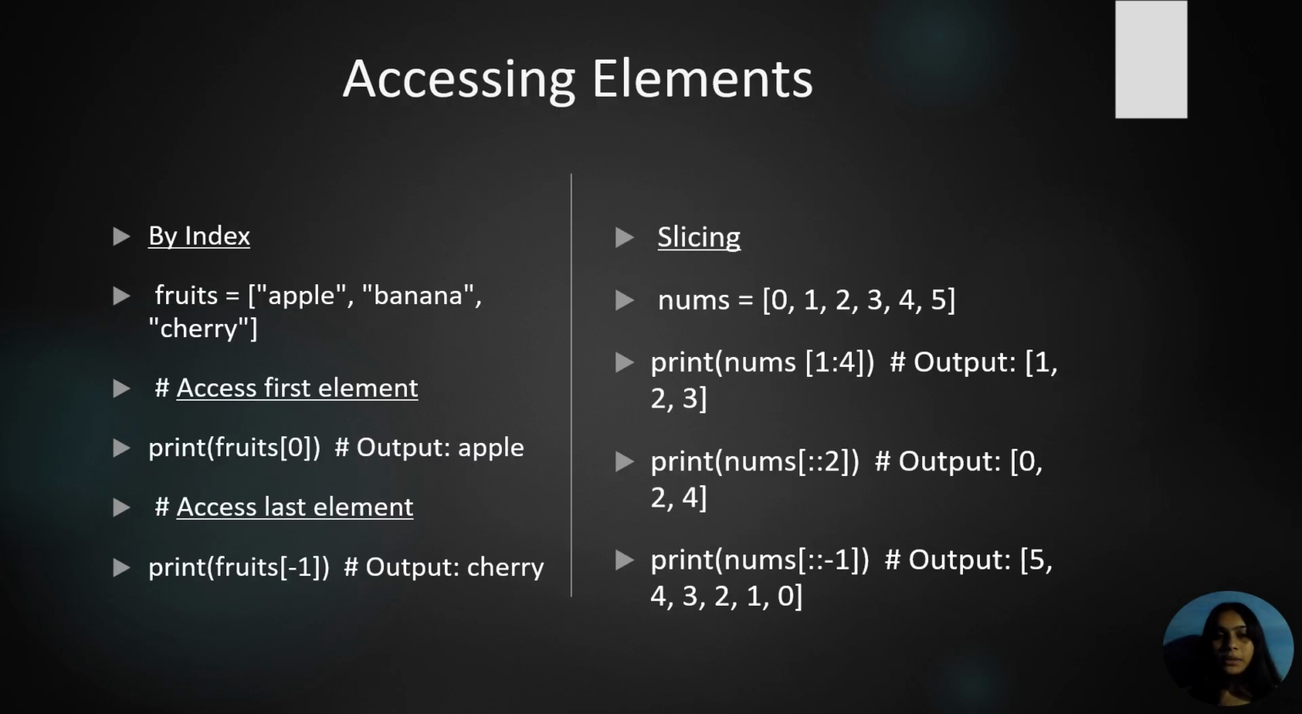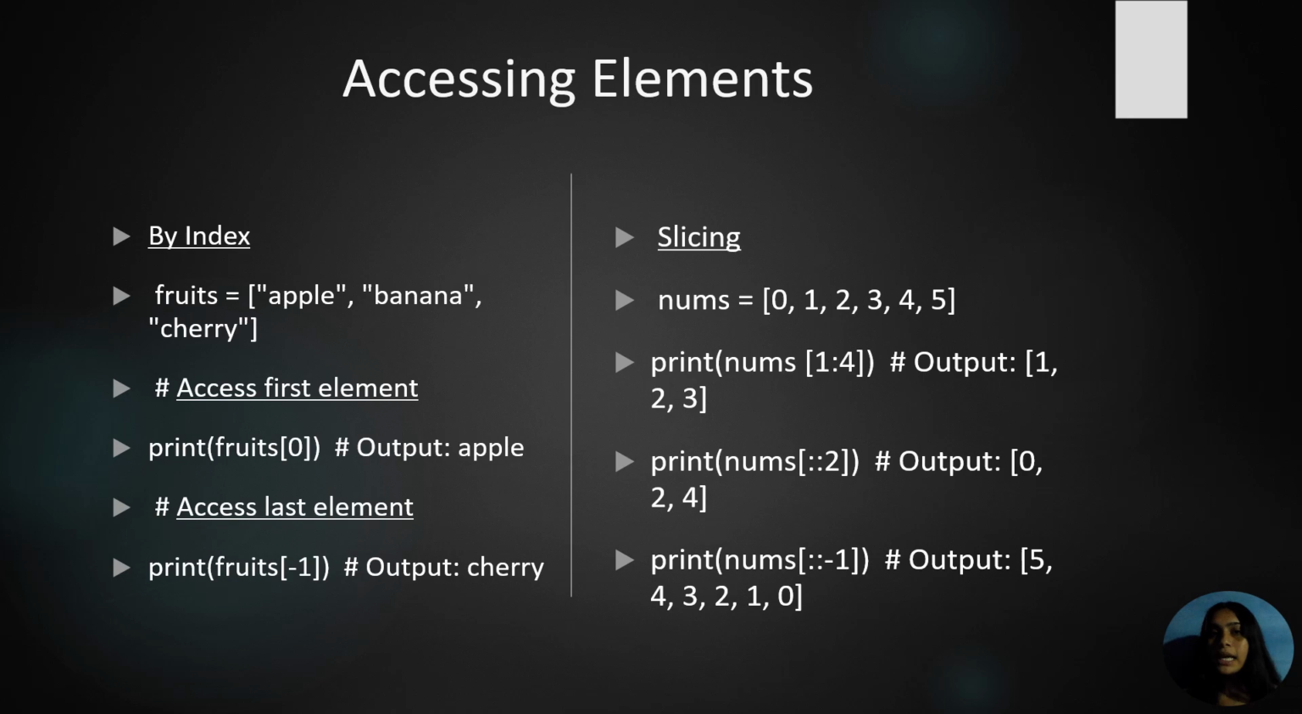Then we have accessing elements. We can access the elements by index. For example, here we have fruits. In fruits, we have apple, banana, and cherry. Here we want to access the first element. To access the first element, we can write print fruits 0. Here 0 is the index value of the first element. So apple will be 0, banana will be 1, and cherry will be 2. We want the 0th element in fruits, which is apple, so the output will be apple.